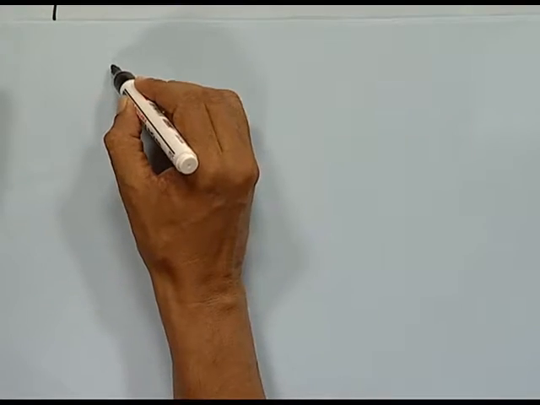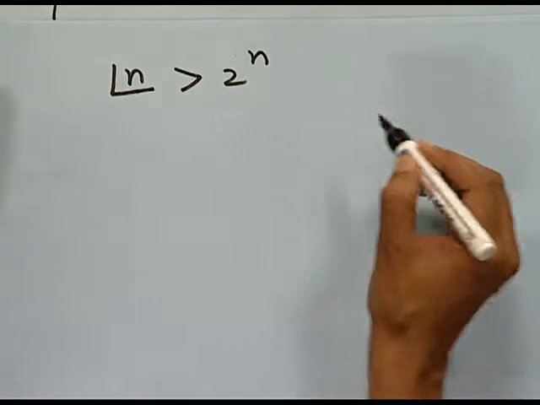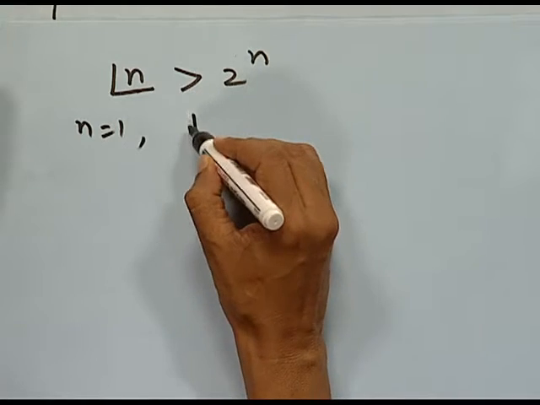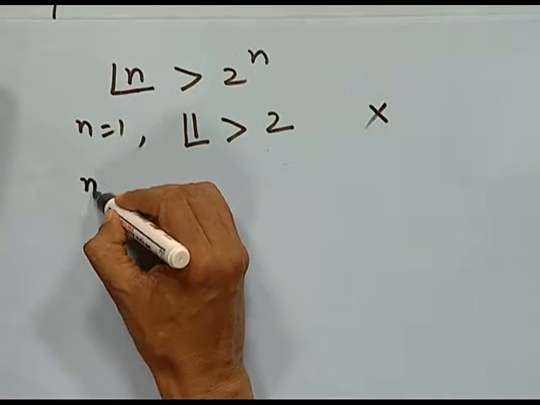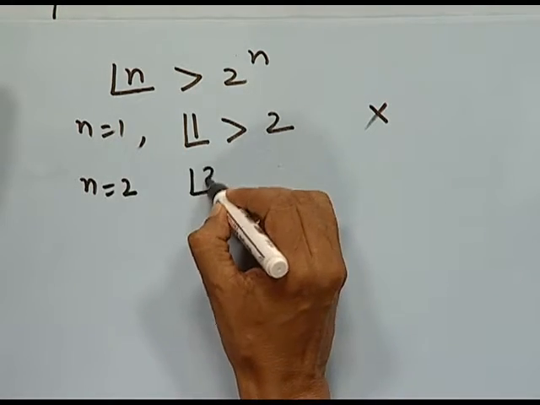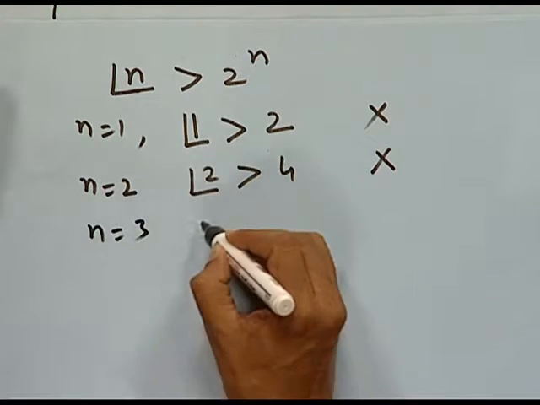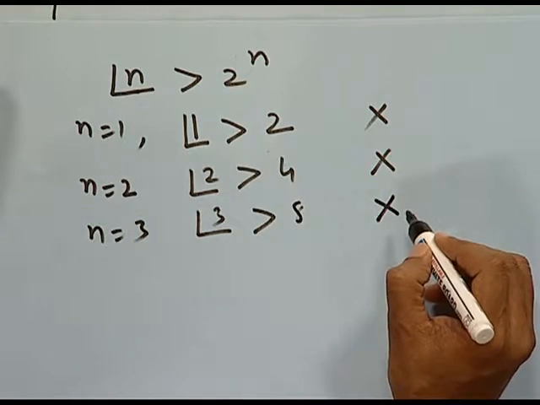Sometimes we cannot start the first step from n equal to 1. For instance, the problem to prove factorial n greater than 2 raised to power n. Here we observe that when n equal to 1, we have factorial 1 more than 2, which is not correct. Similarly, when you take n is equal to 2, we have factorial 2 more than 4, again not correct. N equal to 3, factorial 3 more than 8, again is not correct. However, from n equal to 4 onwards, it is correct.